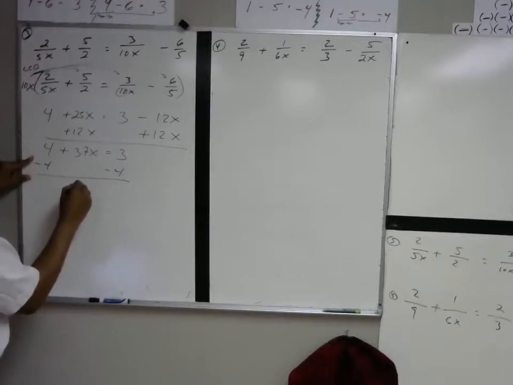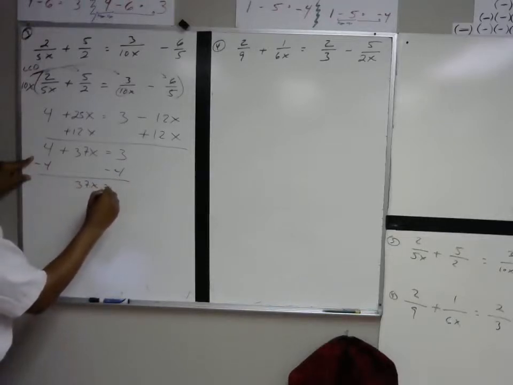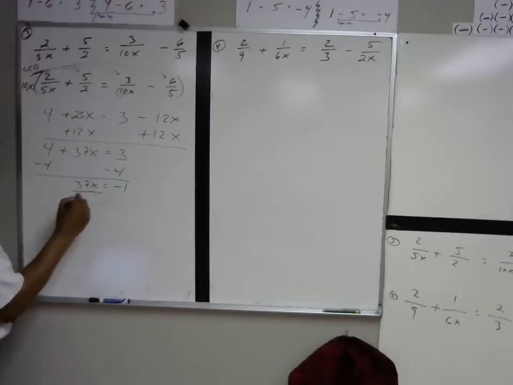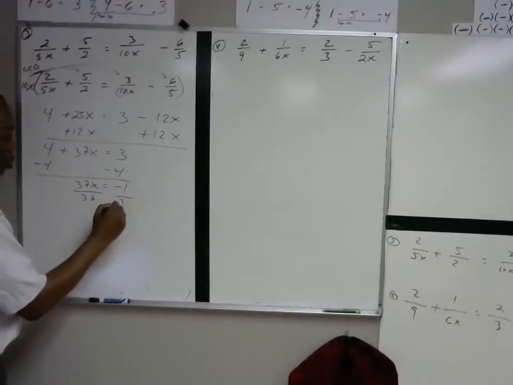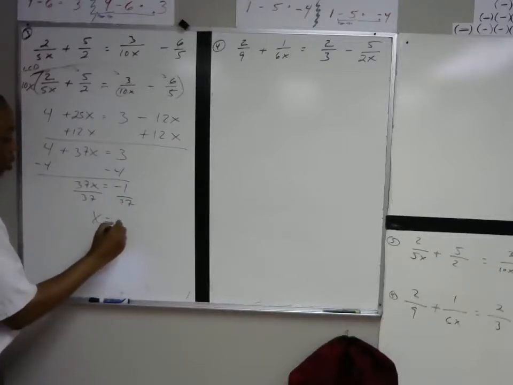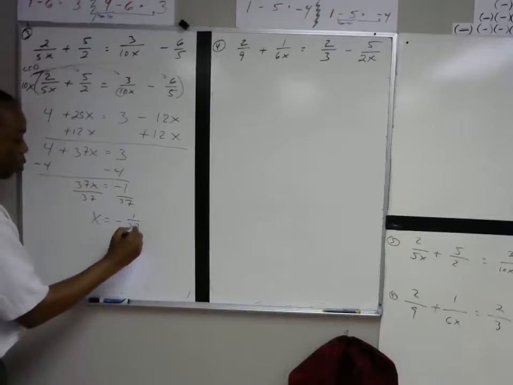This gives me 37x equals -1. Then we'll divide by 37 on both sides. 37's cancel. We'll get x equals -1 over 37.